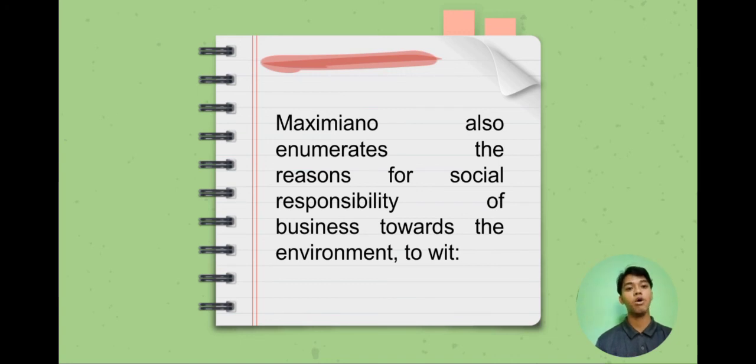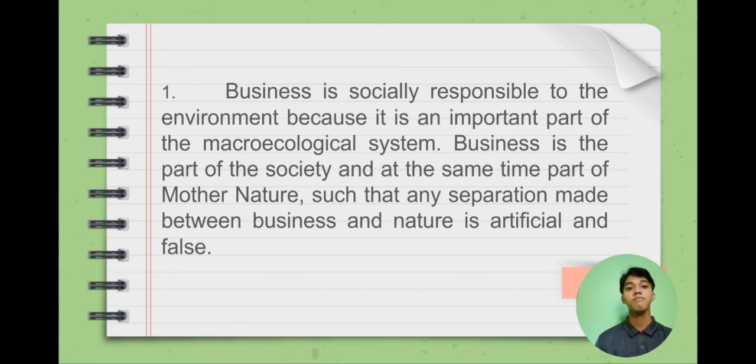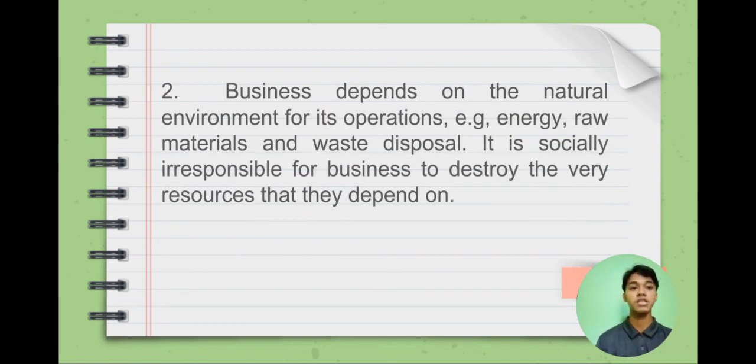So, Maximiano also enumerates the reasons for social responsibility of business towards the environment. Number one, business is socially responsible for the environment because it is an important part of the macroecological system. Business is part of the society and at the same time part of Mother Nature, such that any separation made between business and nature is artificial and false. And next is that business depends on the natural environment for its operations, for example, energy, raw materials, and waste disposal. It is socially irresponsible for business to destroy the very resources that they depend on.